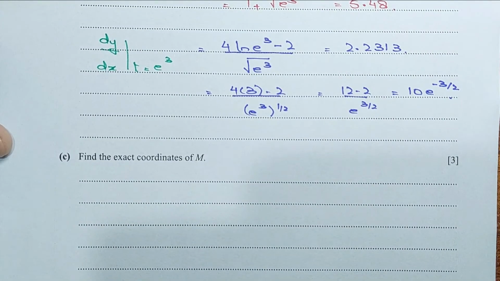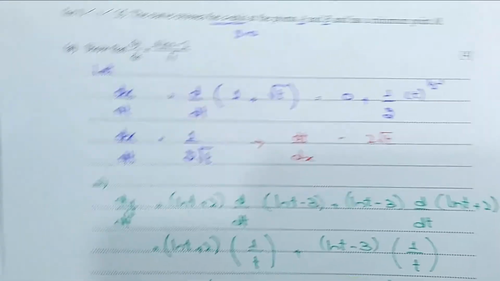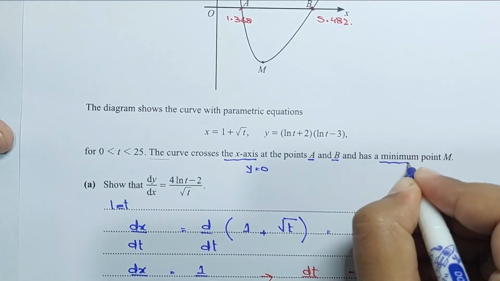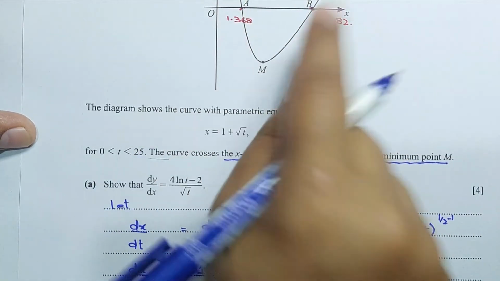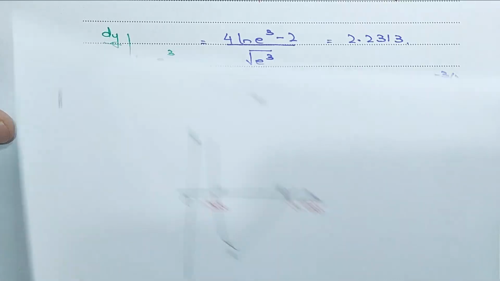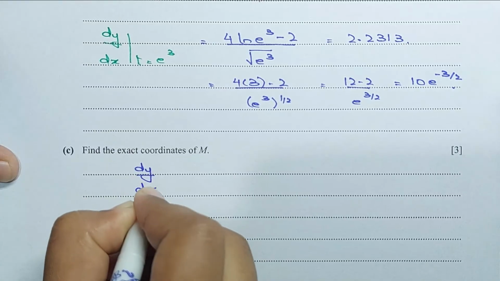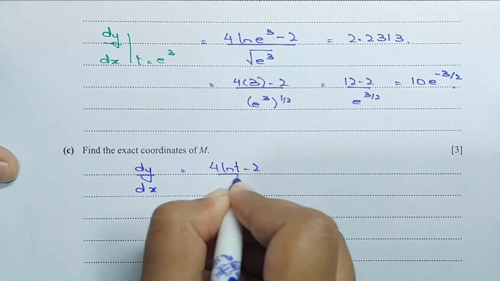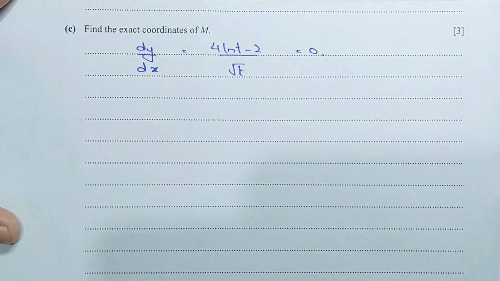Moving to part C, find the exact coordinate of M. Since M is the minimum point, we know that whenever we have a maximum point or a minimum point, these are basically the turning points of the curve. We have to put the derivative equal to 0 and solve for the coordinates. We have the derivative dy over dx, which is equal to 4 ln t minus 2 over root t. We have to put this equal to 0.